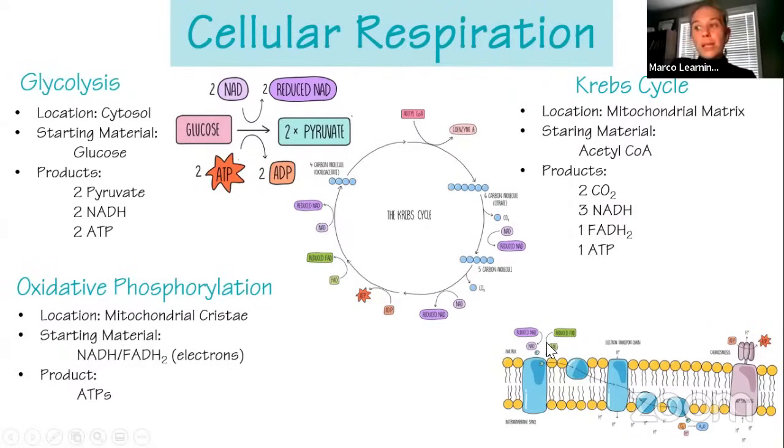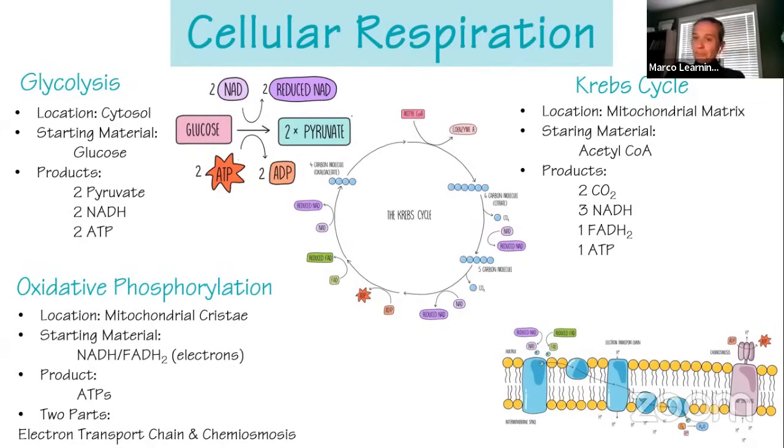This takes place in the mitochondrial cristae. Cristae is highly folded. Why is it highly folded? Because there's an increase in surface area. So you can have more of these components of the electron transport chain and chemiosmosis within that membrane to allow us to make as much ATP as possible. So that's why we have a high surface area to volume ratio on that inner membrane.